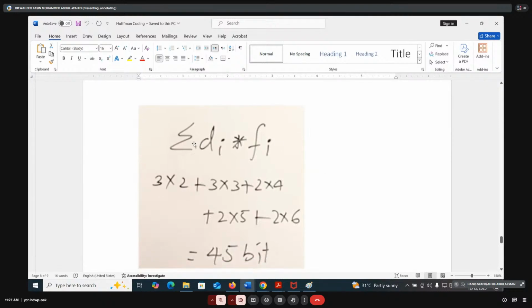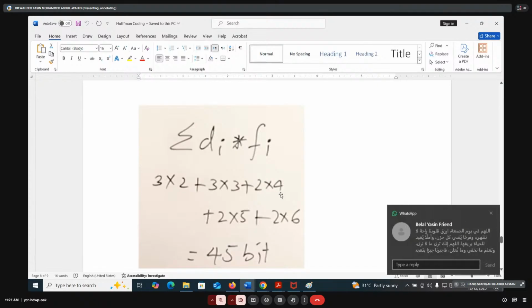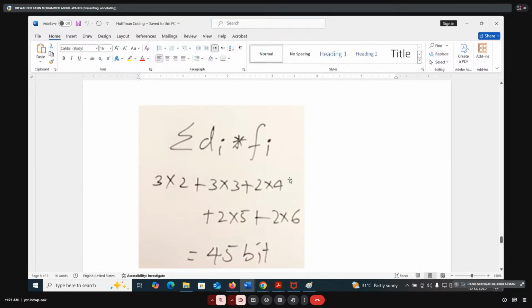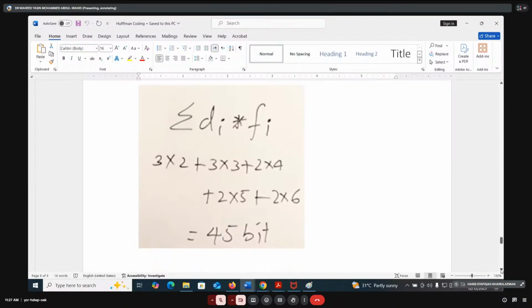So here, sigma of d_i, the code length, times the frequency: 3 multiply 2 plus 3 multiply 3 plus 2 multiply 4 plus 2 multiply 5 plus 2, with d_i the code length. So it will be 45 as written up.